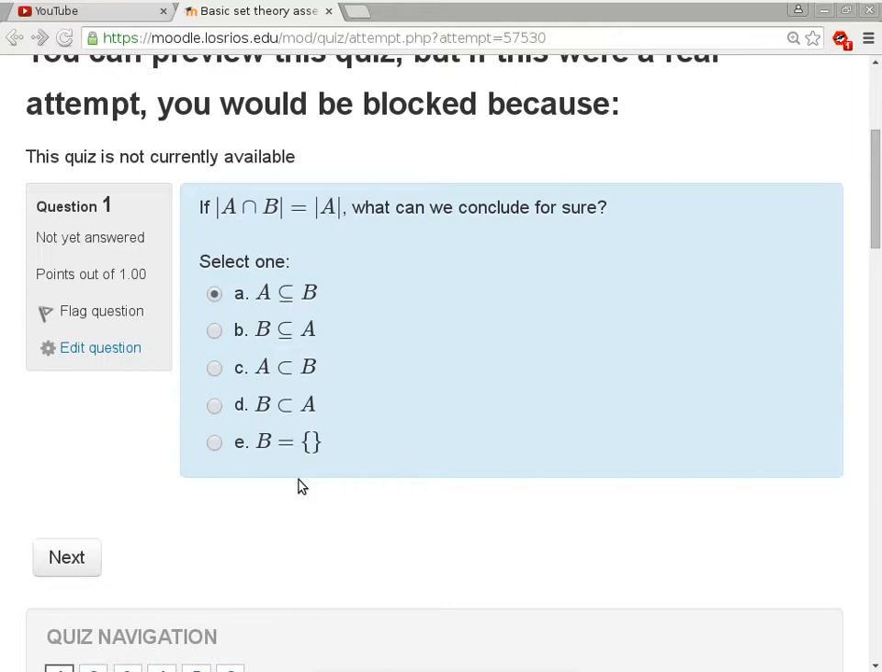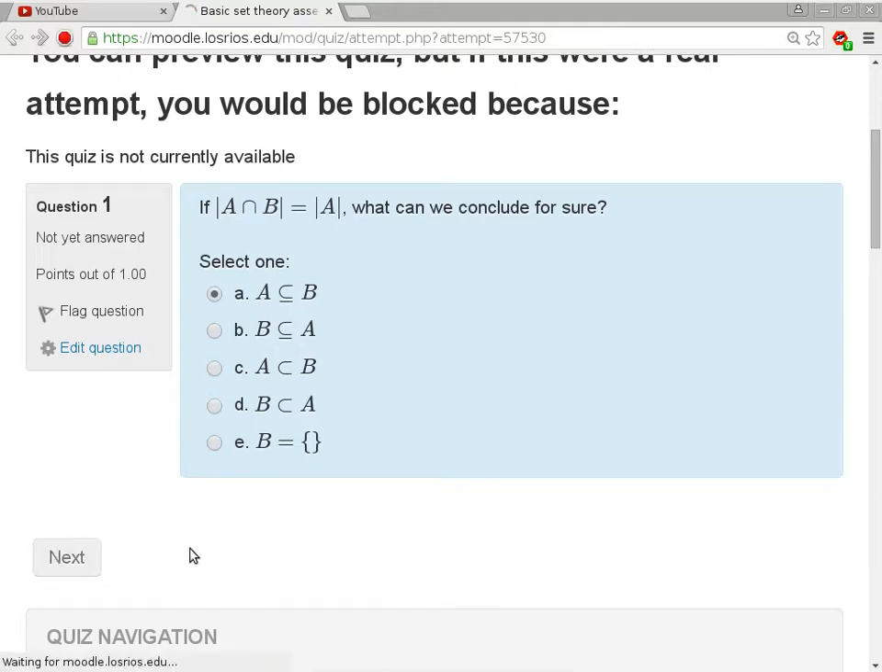Well, it is possible because if A is an empty set, B is an empty set, the intersection is going to be an empty set. So it will still meet this requirement. But just knowing that the number of elements of A intersect B is the same as the number of elements in A does not guarantee that E has to be true. It can be true, but it may not be true as well. Okay?